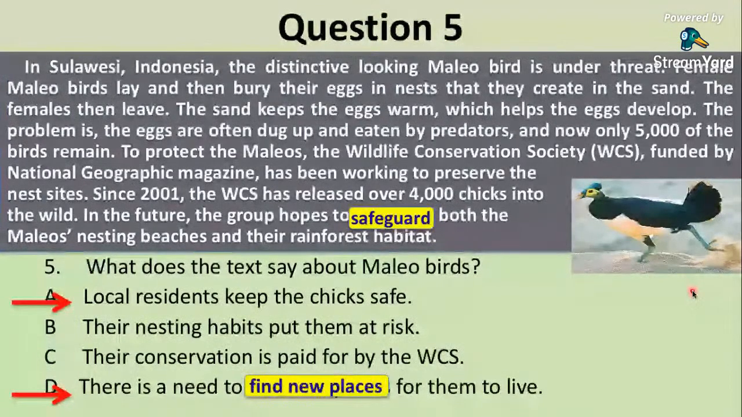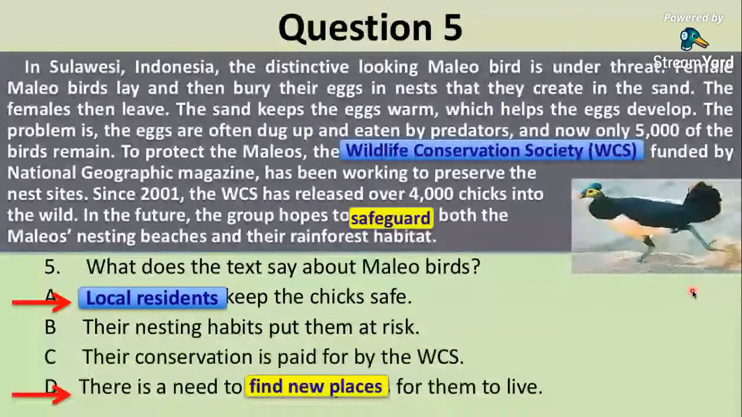A, local residents keep the chicks safe. So the keyword here is local residents, and you don't see these keywords in the original text. As a matter of fact, to protect the maleos, so keeping those birds safe, is actually done by the Wildlife Conservation Society, WCS. So A is obviously wrong. Local residents are not mentioned in this text.